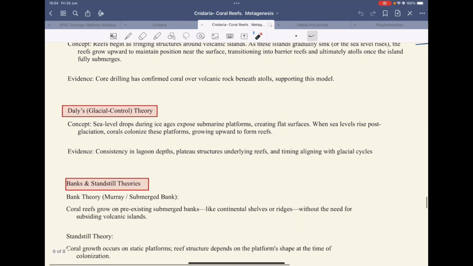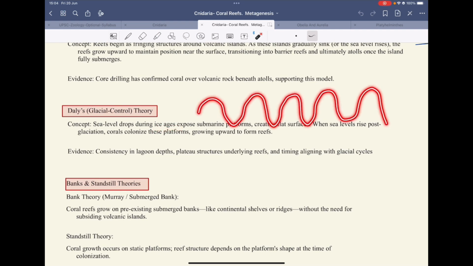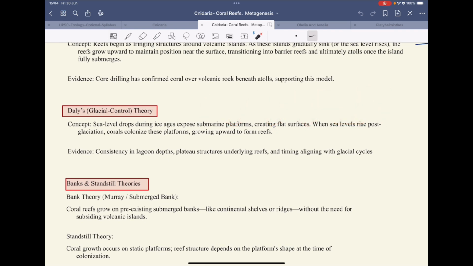Then we have Daly's glacial control theory. According to this theory, across the ages, as the temperature fell, the sea level dropped during the ice ages. This is what happens during the Milankovitch cycles. The temperature rises at one point in the cycle, and the temperature falls at another. So during the time when the temperature falls, these are the ice ages.